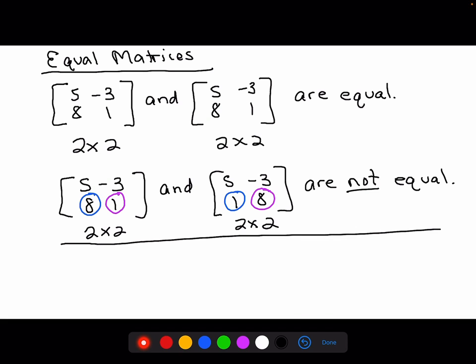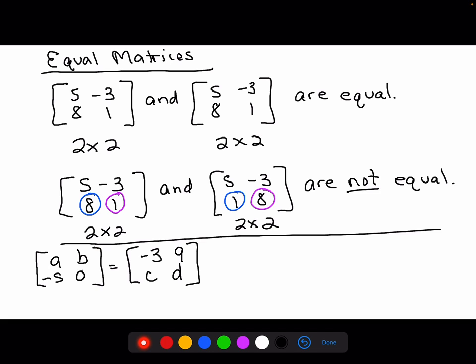But you can also use this concept to help you to look at two matrices and try to decide how to fill in the blanks. Like let's say you have a matrix with A, B, negative 5, 0. And we know that it equals the matrix with negative 3, 9, C, and D.